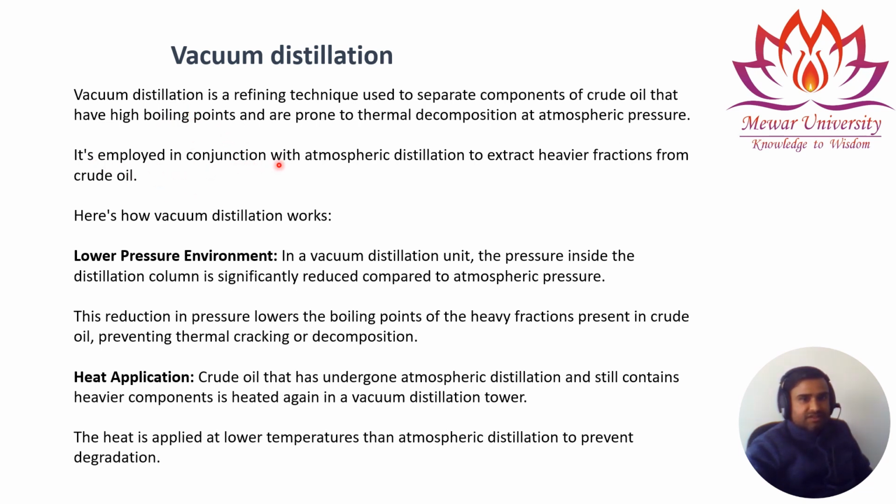It is employed in conjunction with atmospheric distillation to extract heavier fractions from the crude oil. So here is how vacuum distillation works. First step is a lower pressure environment. So for vacuum distillation, the lower pressure environment is very necessary. In a vacuum distillation unit, the pressure inside the distillation column is significantly reduced compared to the atmospheric pressure. That means the pressure is lower than the atmospheric pressure. This reduction in pressure lowers the boiling points of heavier fractions present in the crude oil, preventing thermal cracking or decomposition.